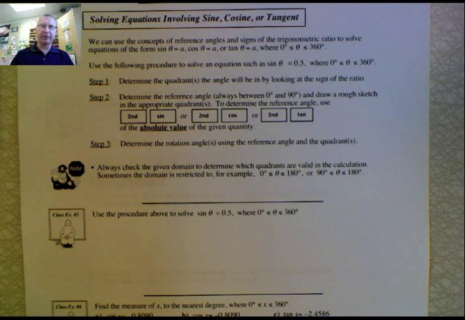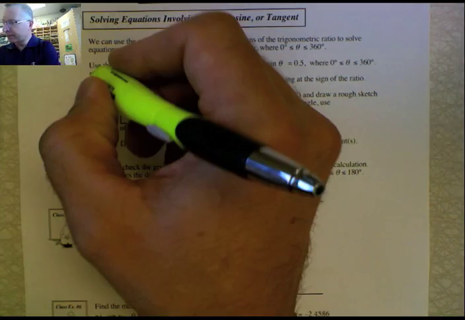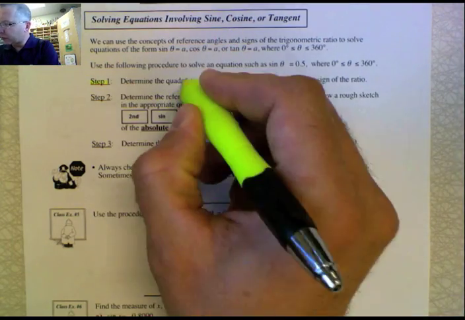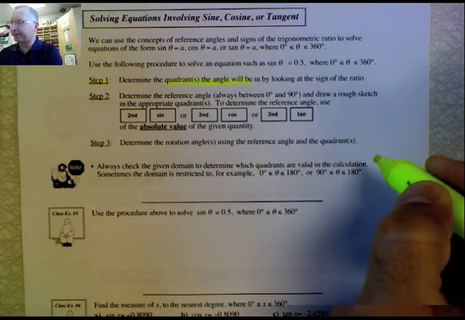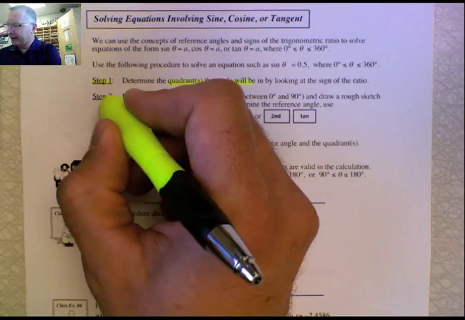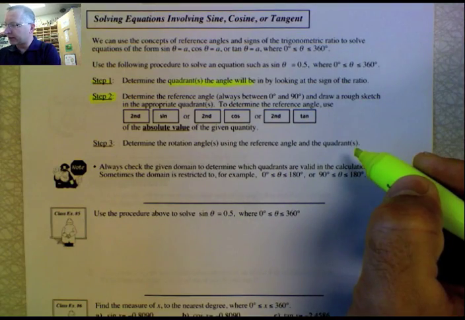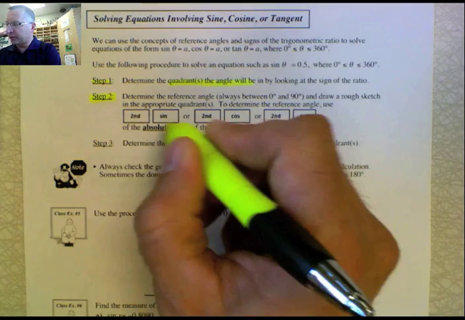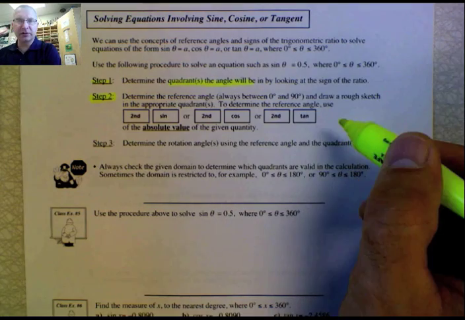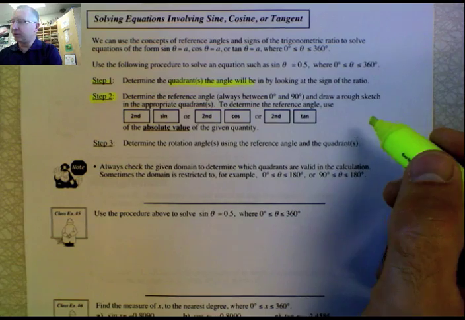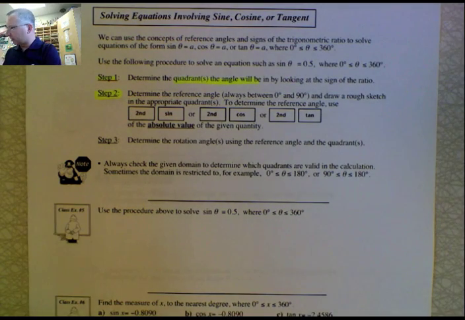So what we're going to do now is we're going to use reference angles and cast rule to actually solve some trigonometric equations. So our book actually gives us some steps. Step 1 says you need to determine the quadrants the angle will be in, and we'll talk about how to do that. Second step is going to be using our calculator, and we're going to use inverse sine, inverse cos, and inverse tan.